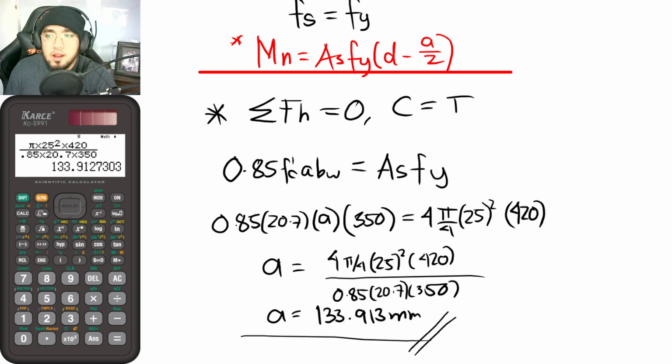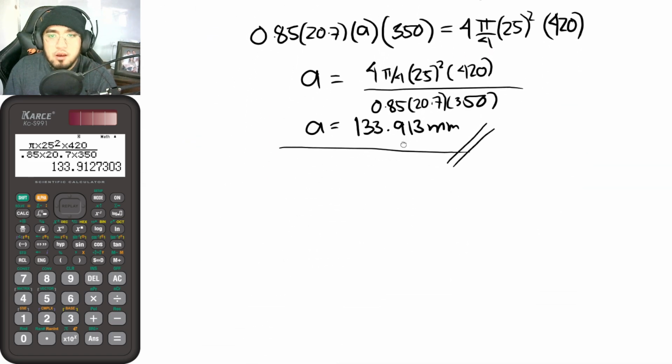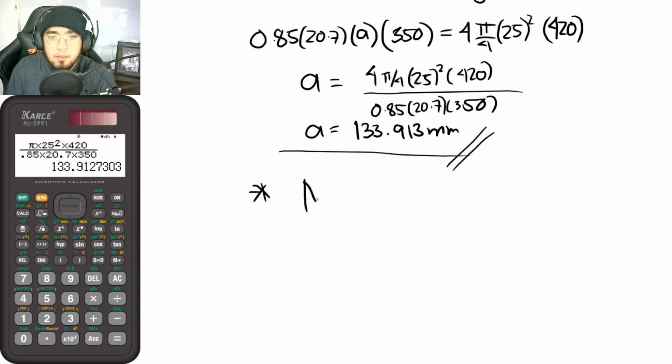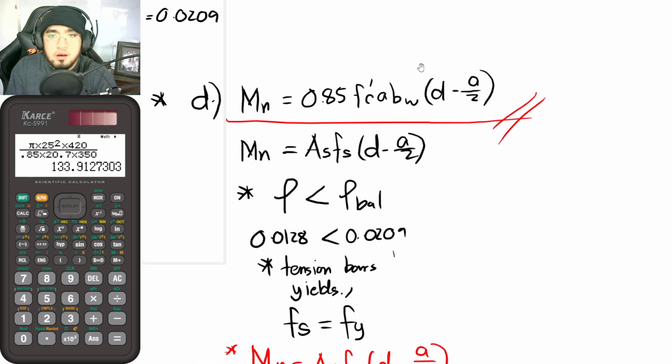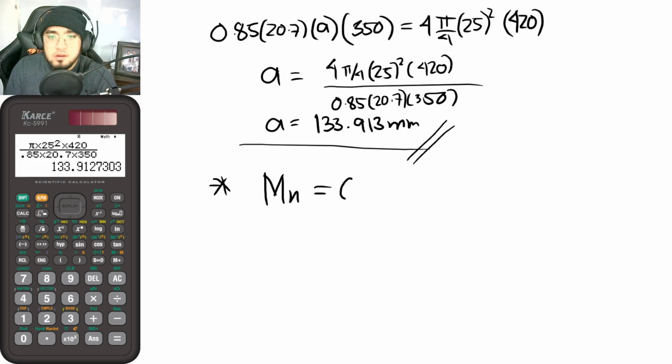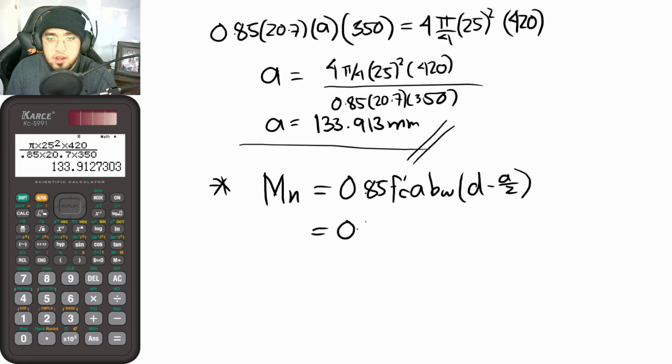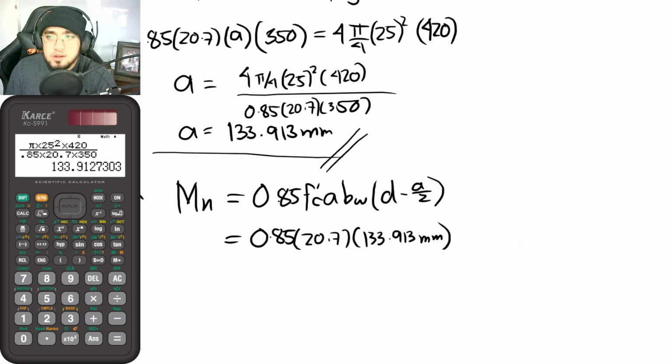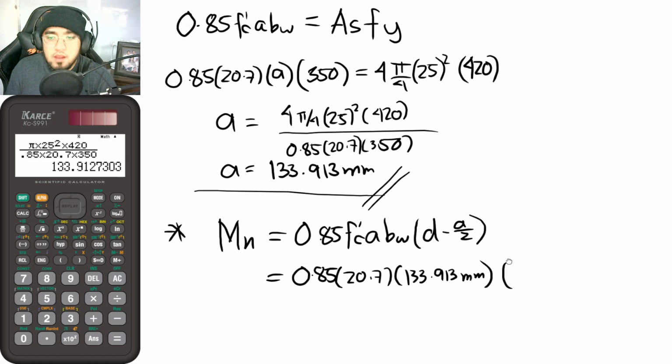Since we already know the value of a, let us solve for Mn using any of these equations. If I would be making use of the first equation, Mn is now equal to 0.85 f'c a bw times the lever arm of (d minus a over 2). So this is equal to 0.85 times f'c of 20.7 times a, our newly acquired a, 133.913 millimeters, times the value of bw, I forgot, that is 350.